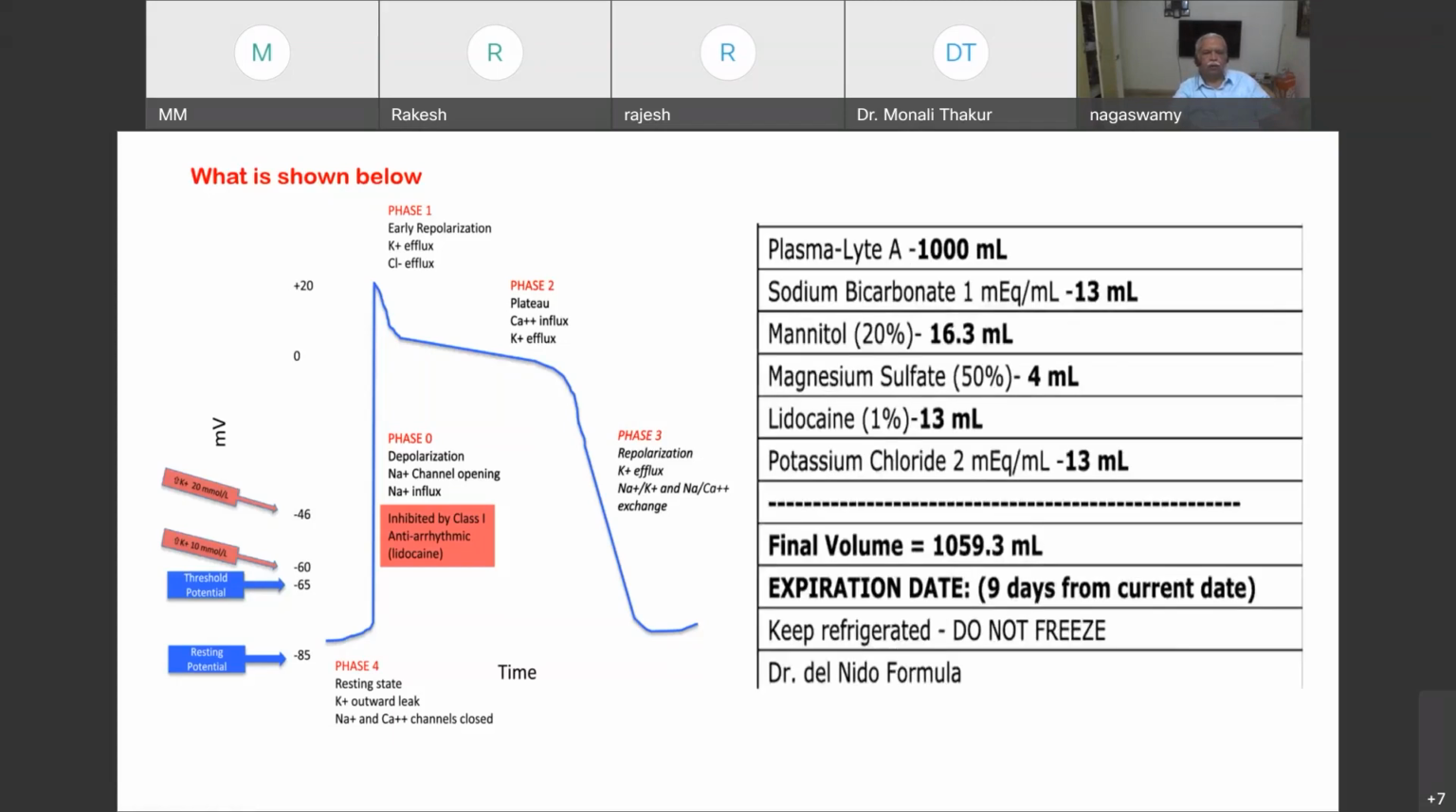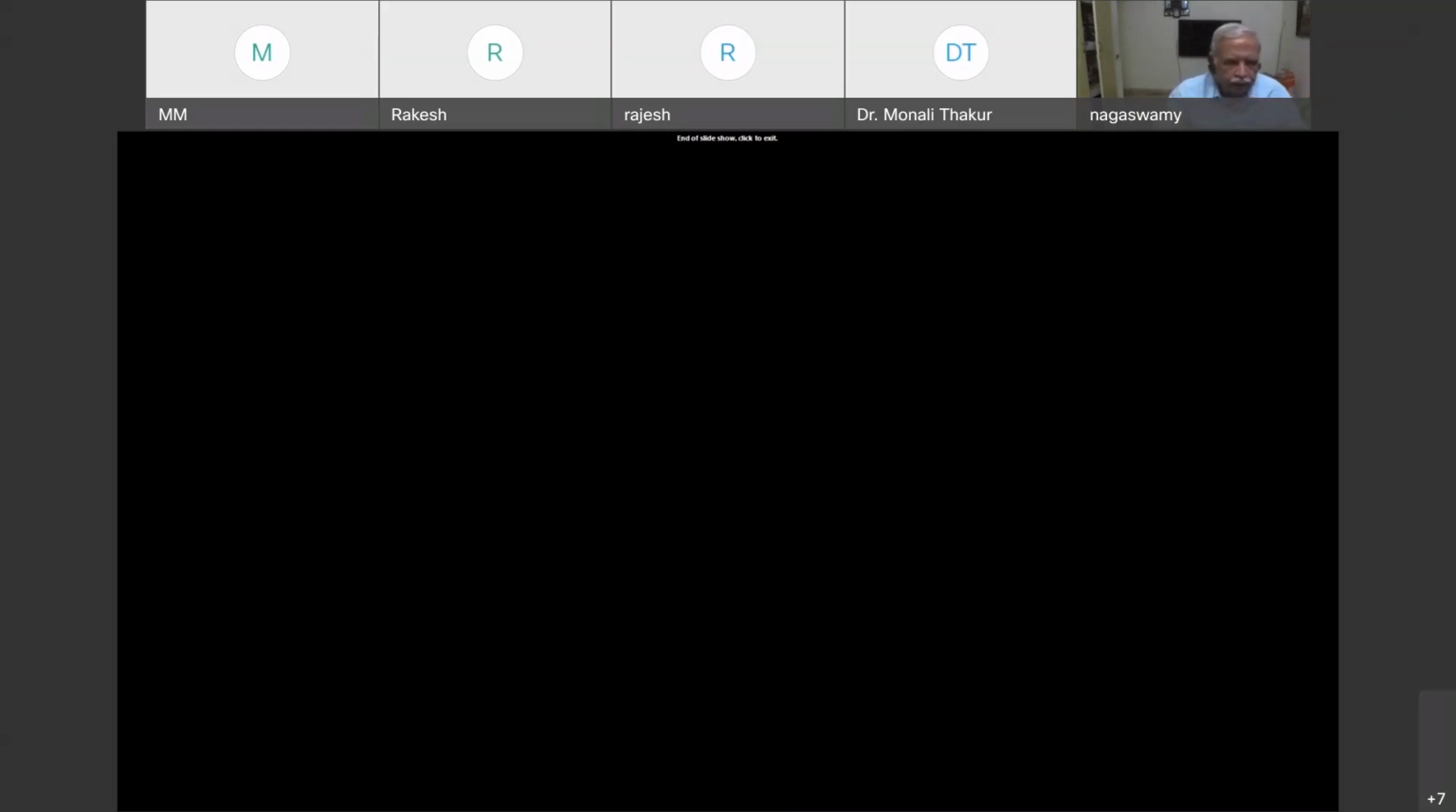So what is this formula? You have Plasma-Lyte, sodium bicarbonate, mannitol, magnesium, lidocaine, potassium chloride. All these things are added in a particular ratio. And this is called Del Nido formula. Where do you use it? Cardiopulmonary bypass. Cardioplegia. Yes, it is used as a cardioplegia solution. Okay, right. So thank you very much.